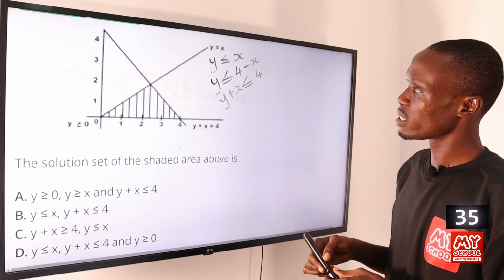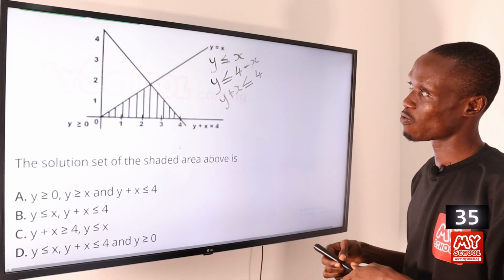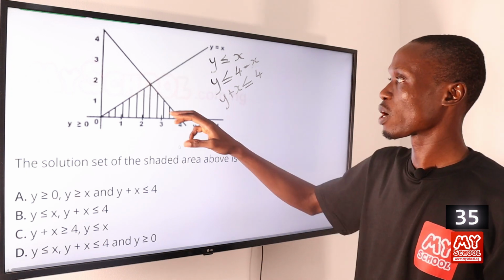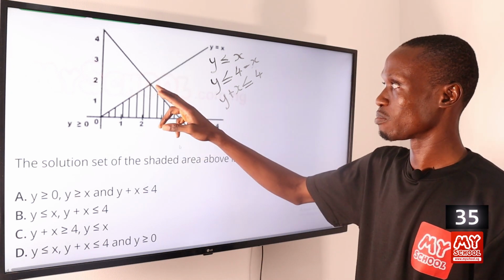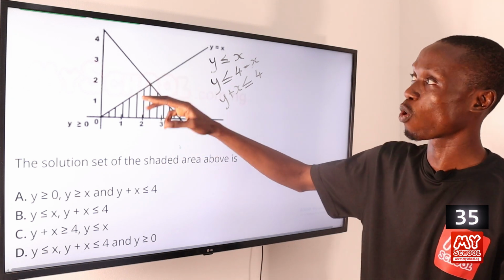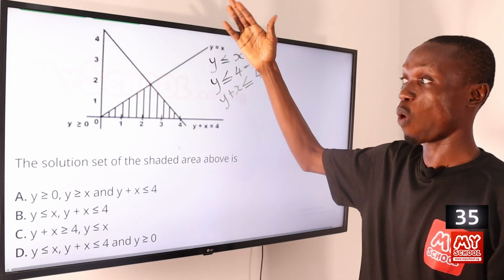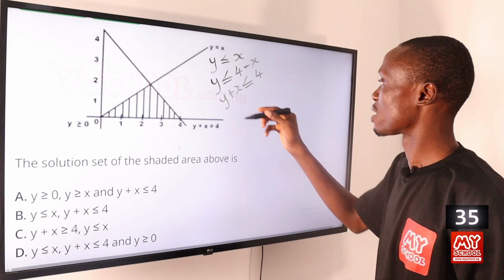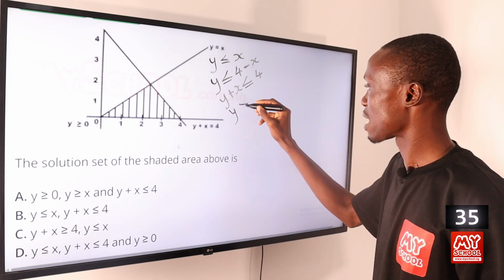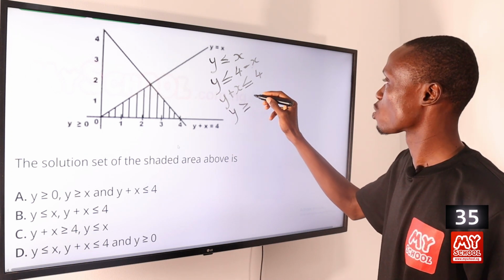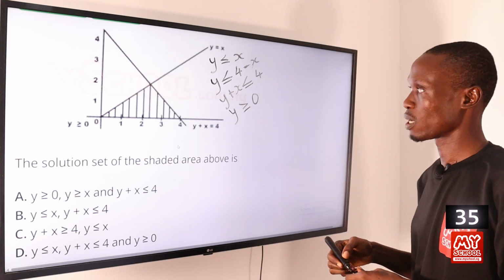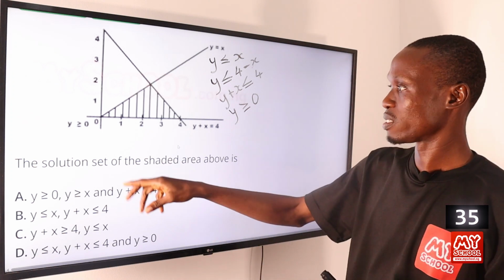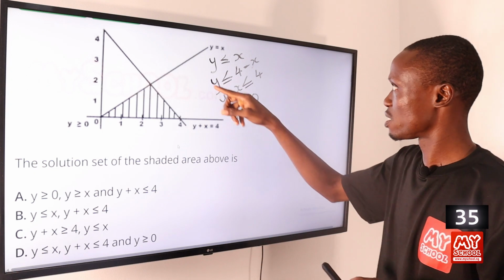Okay, now the next thing to find is the value of y. If you look at the side on which the triangle appears, the triangle appears on the positive side of y. Okay, that simply means that y is greater than or equal to 0. So let's check for the set of solutions that contains the values we've got.